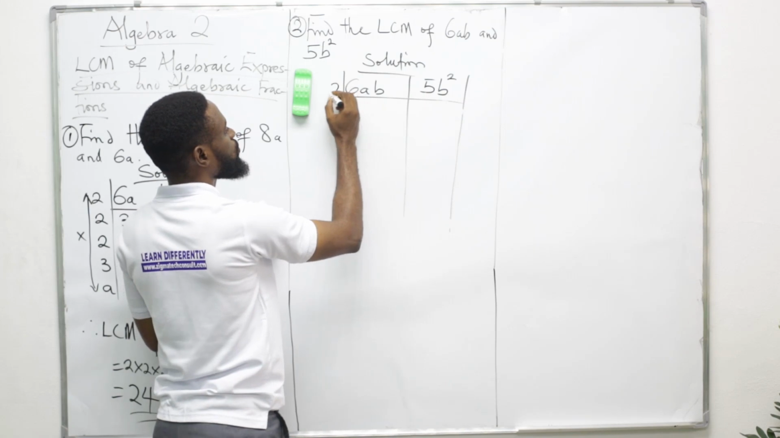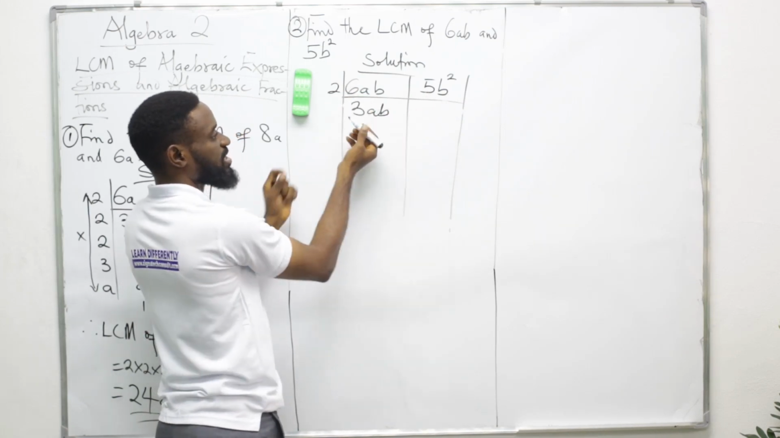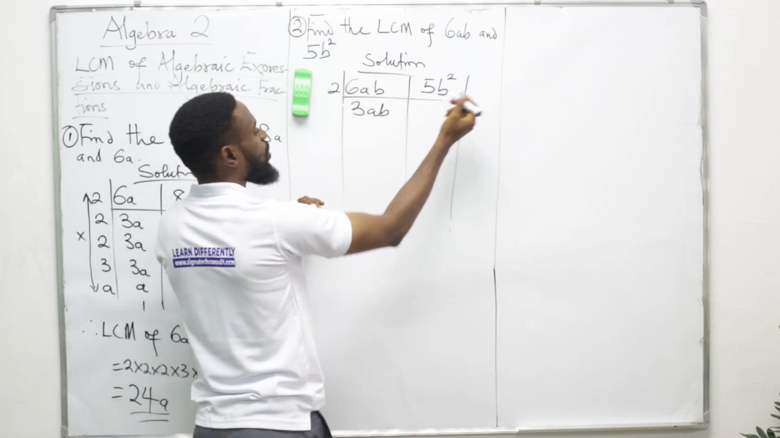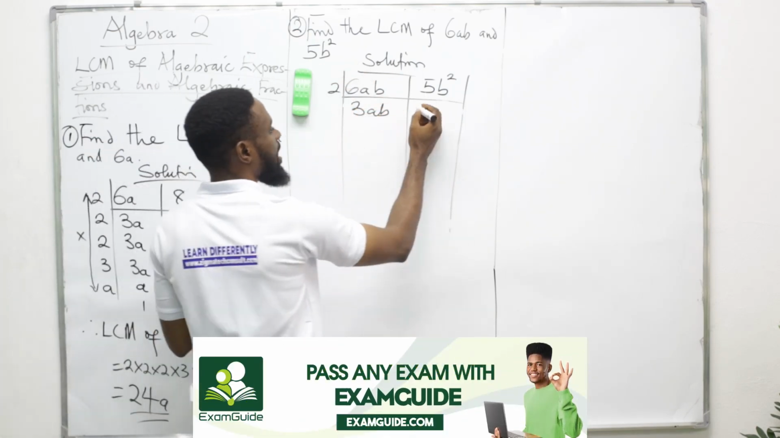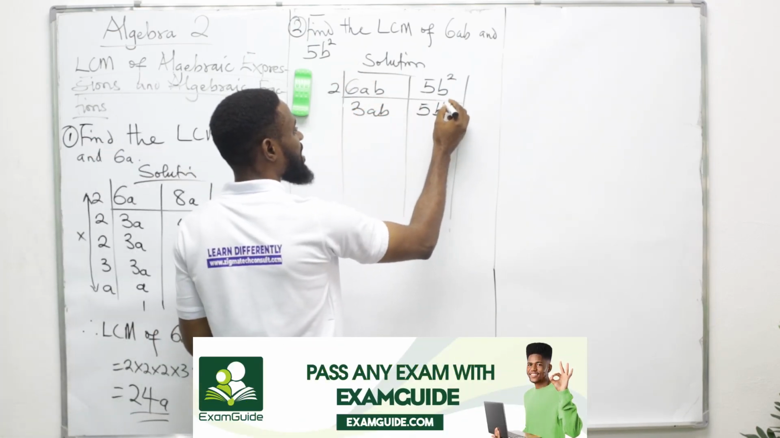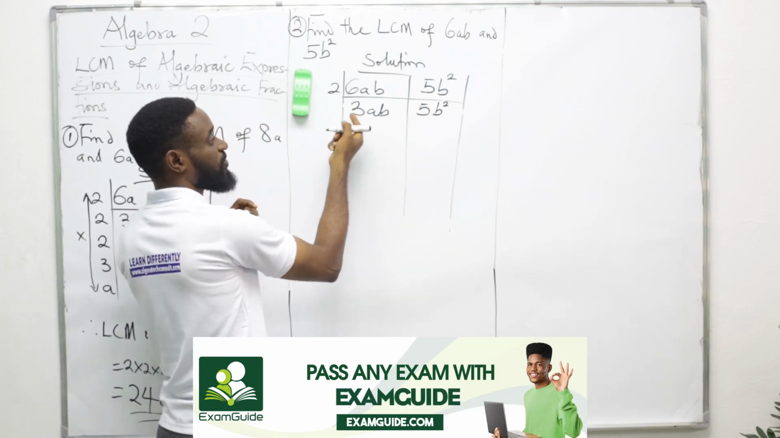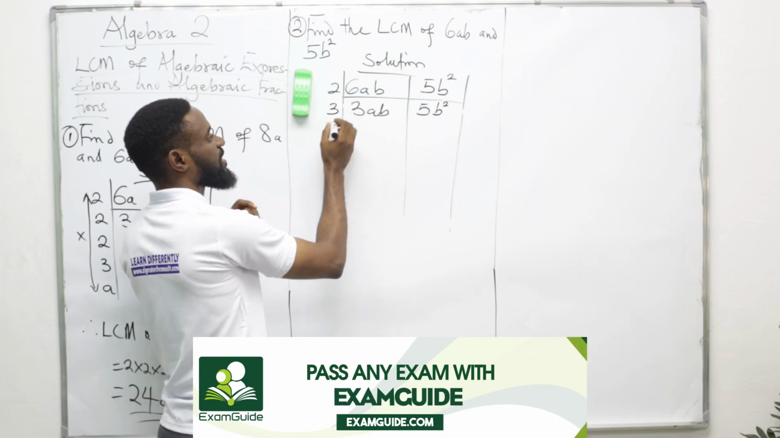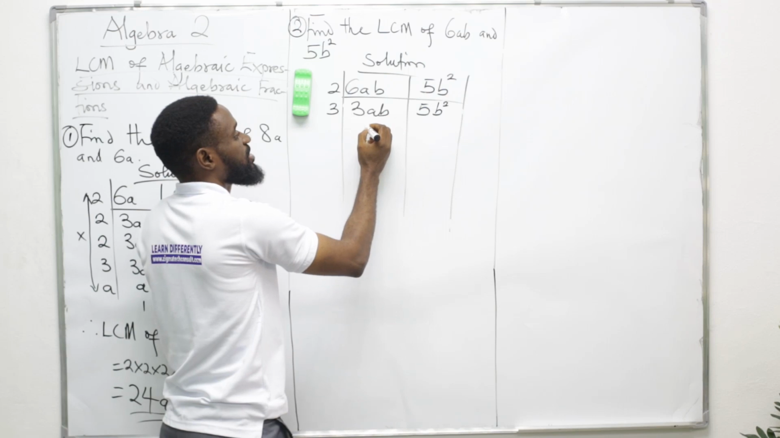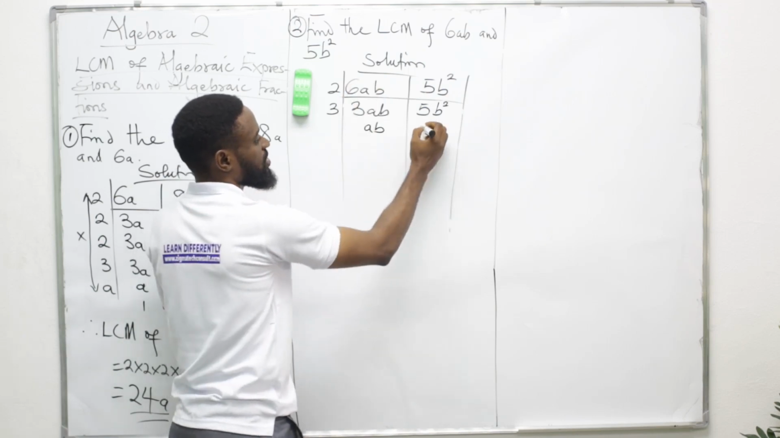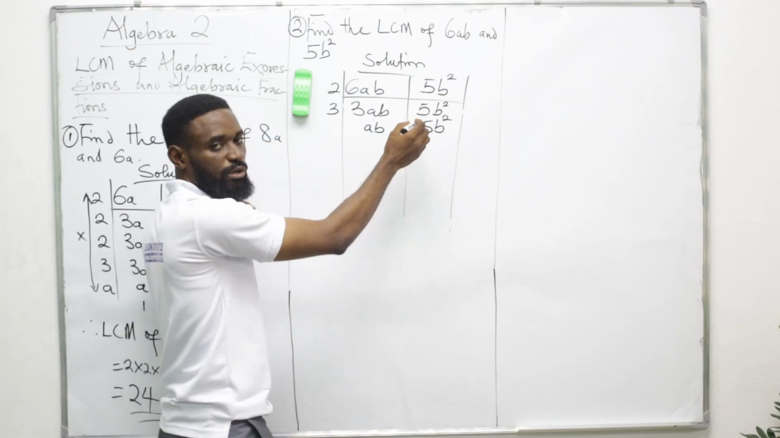So we go here. 2 into 6ab is 3ab. 2 into 5b squared cannot go because 2 is not a factor of 5. So 5b squared will remain there. Okay, 2 cannot affect it. Here 3 is a factor of itself. So we go with 3. 3 divided by itself is 1. So 1 times ab, this is ab. So this is 5b squared. Why is it 5b squared? Because 3 can't also go into 5.